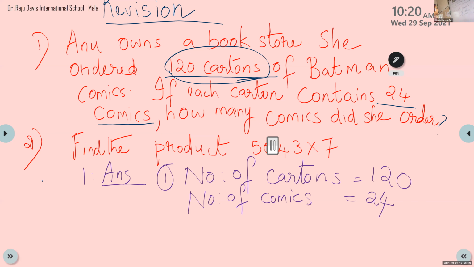Okay, now what will be the last step for question number 1? Number of cartons is 120. Number of comics in each carton, that is 24. So how to find the total number? Total number of comics.